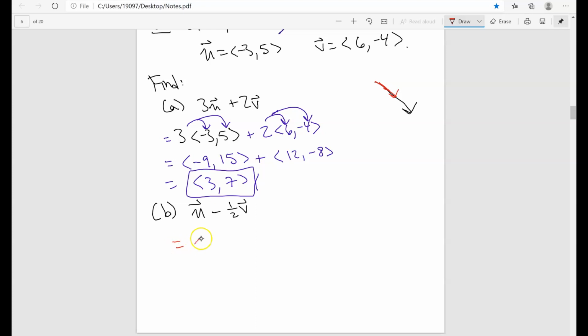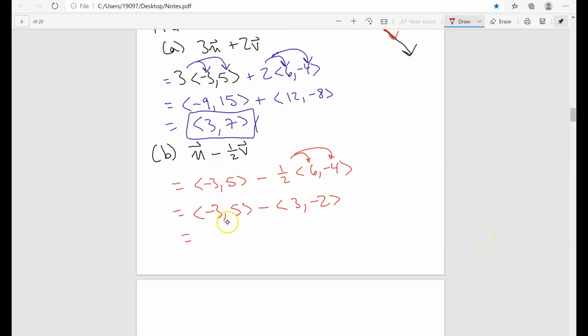So this is going to be u, -3, 5, and add it to 1/2. Oh no, subtract it. 1/2 of 6, -4. So you're going to have -3 and 5. Leave the negative outside. I'm just going to put the 1/2 in there. So this is going to give me a 3, and this is going to give me a -2.